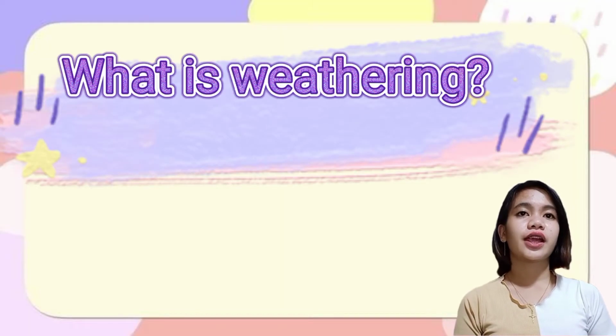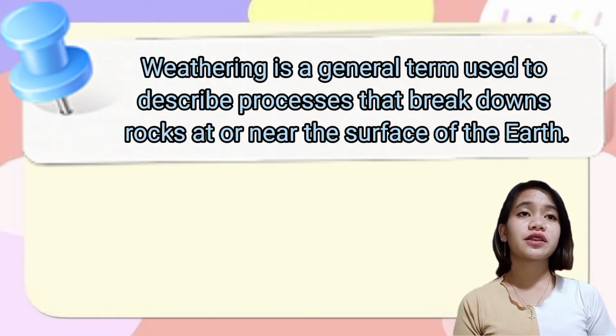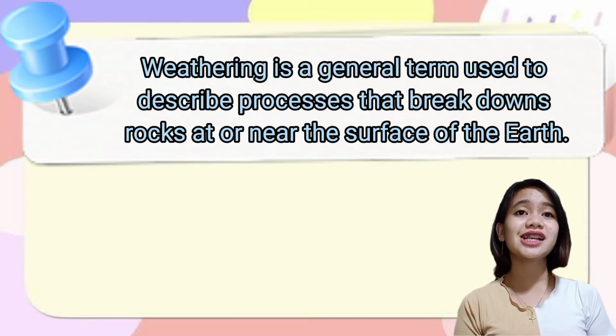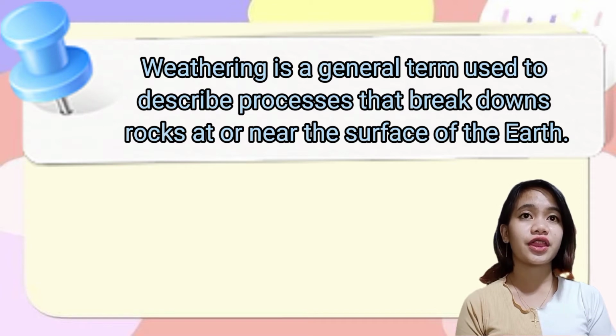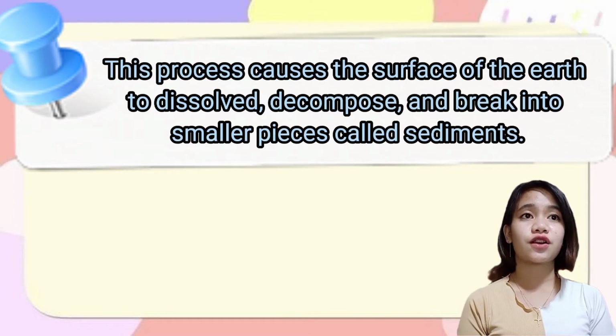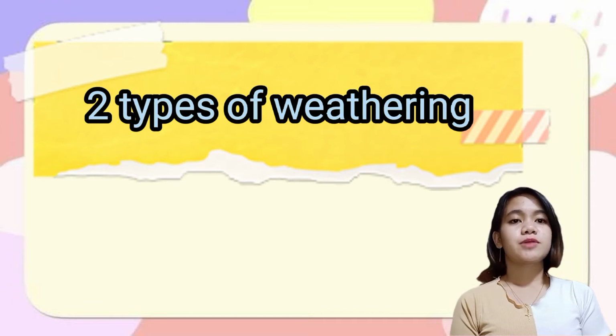What is weathering? Weathering is a general term used to describe processes that break down rocks at or near the surface of the earth. This process causes the surface of the earth to dissolve, decompose, and break into smaller pieces called sediments. There are two types of weathering.